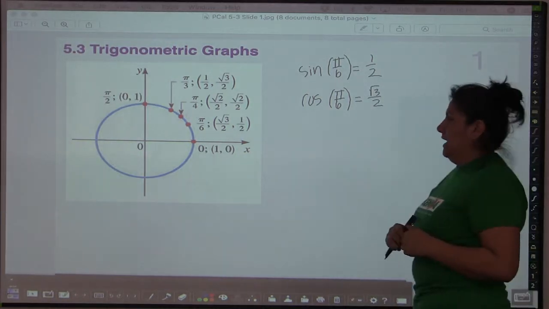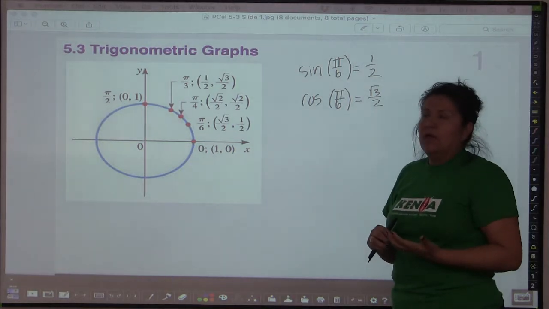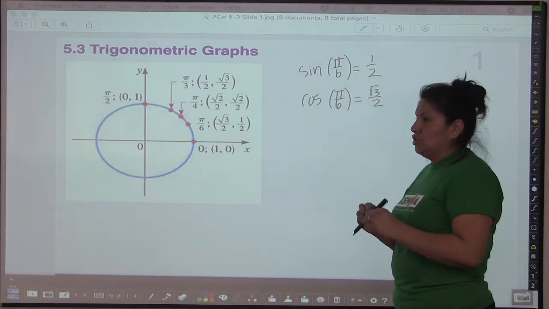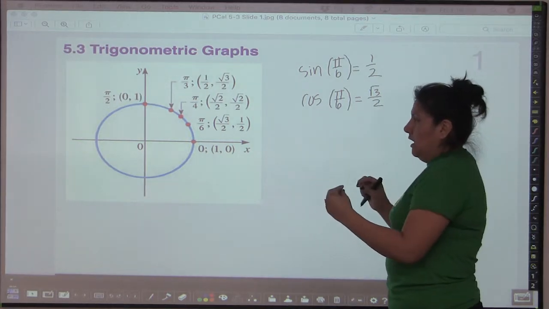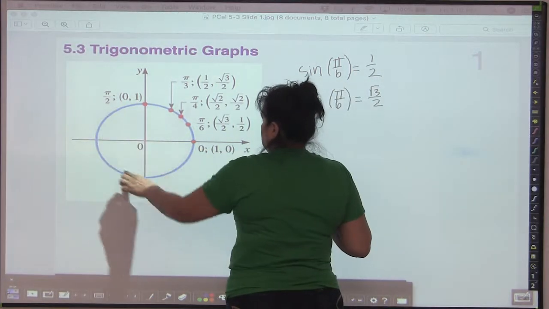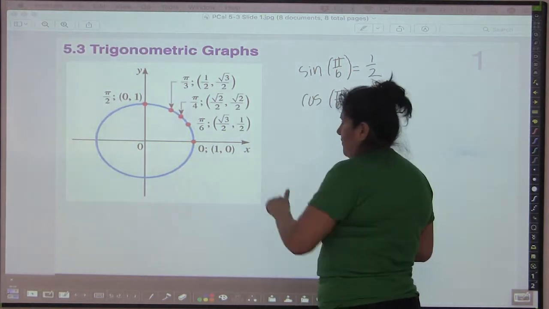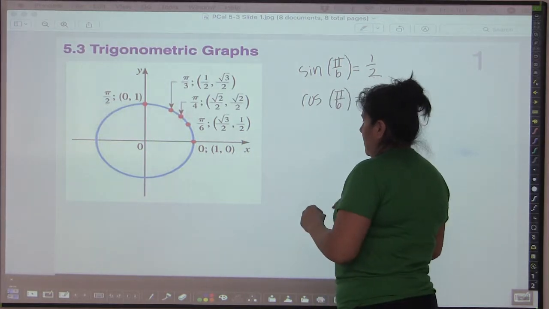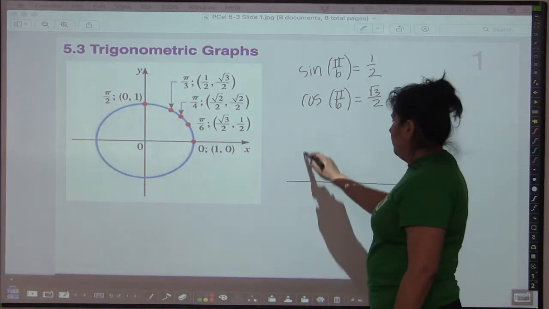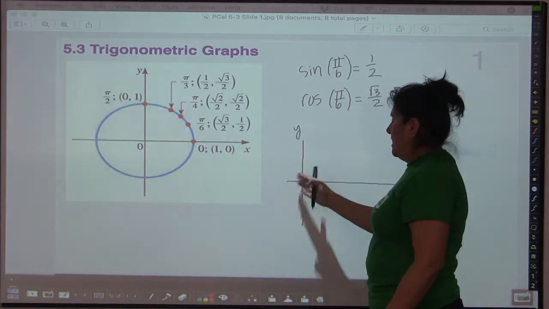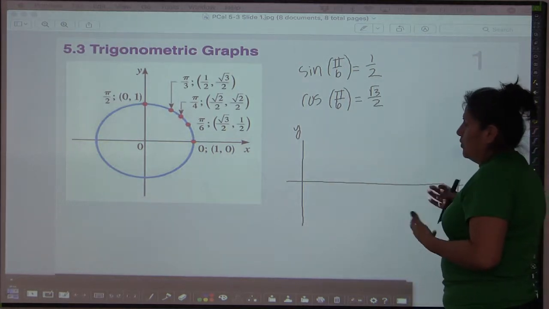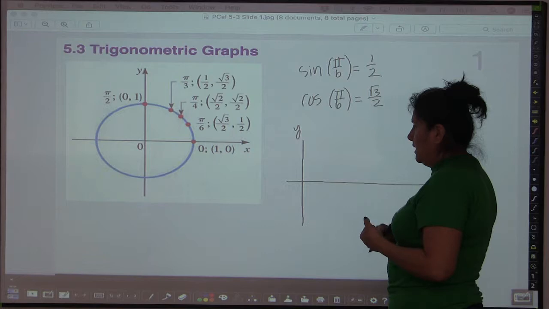Well, what we want to do today is we actually want to take that t number line and stretch it out and make it somewhat linear, if we will. So if we were to take this t number line, and instead of having it as a circle, if we could take the t-axis and make it horizontal, and then we could have the y-axis represent the output of the functions, then we could actually graph our sine and cosine graphs.